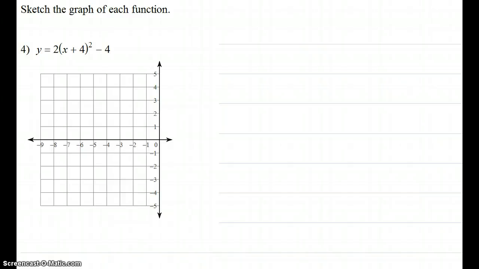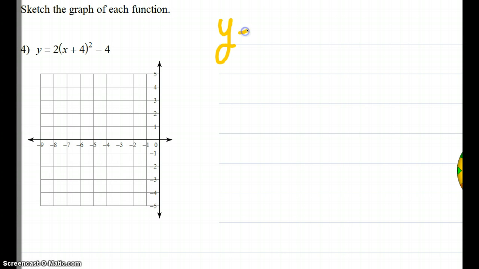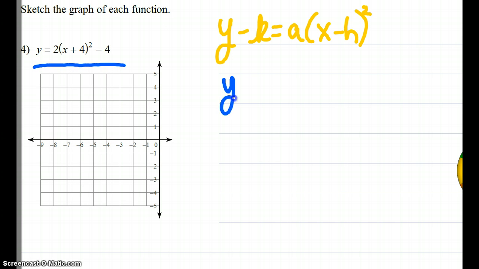So what I'd like to do now is go over an example that kind of looks like standard form, and then show you how we can graph these if we know something about standard form. So remember what standard form is. It's y minus k equals a times x minus h quantity squared. The equation given to you in problem number 4 isn't quite in standard form, but let me show you where it came from.